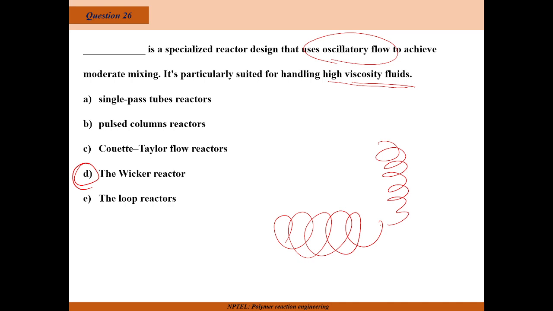Also, we can control the tube length in these loop reactors, and by controlling the radius of the tubes, we can control the flow. So basically in loop reactors we can control the heat transfer, the time for which the reactants are kept within the reactor, and by tuning the radius of the tubes we can control the flow patterns. So that is it. The answer to this question is the Wicker reactor. The oscillatory flow property is mainly associated with the Wicker reactor.